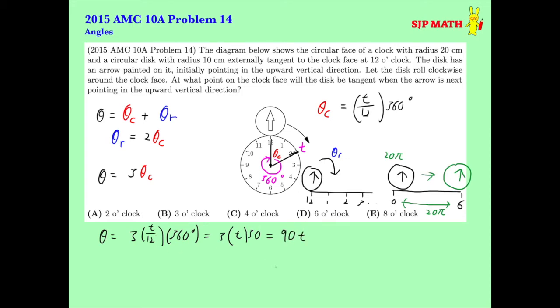And we want to find t so that theta is equal to 360 degrees, because we want it to be pointing back in the upward direction, when it turns 360 degrees overall. So 90t equals 360 degrees. Then t is equal to 4. Therefore, it would have turned 360 degrees when it is at 4 o'clock. So the answer would be this.